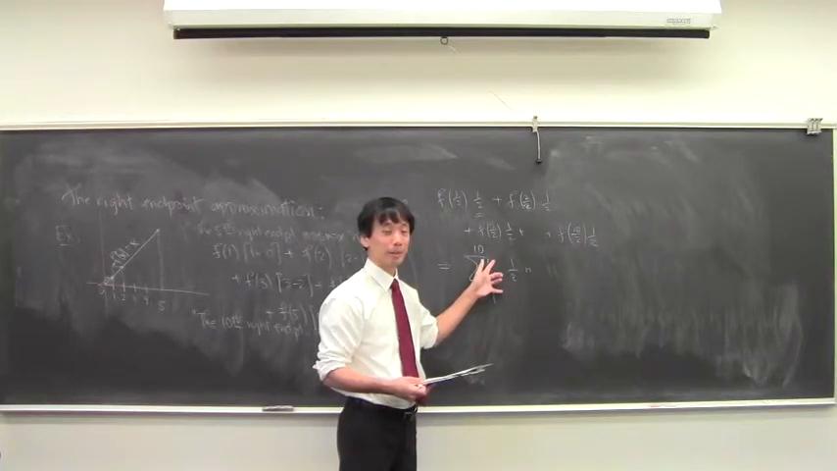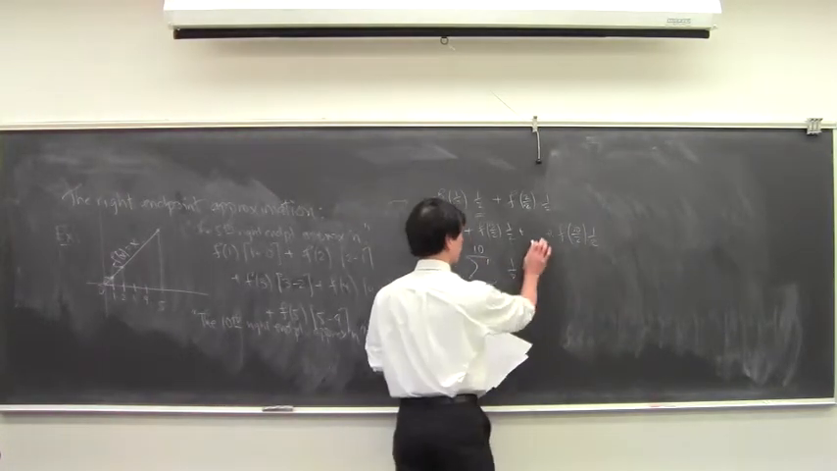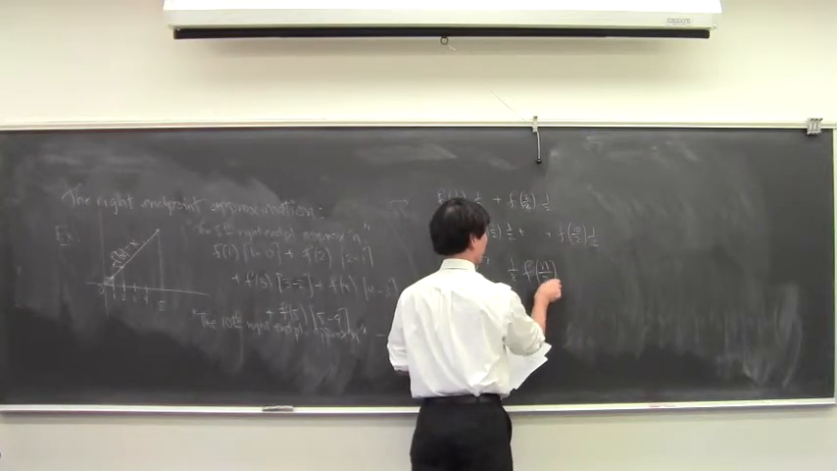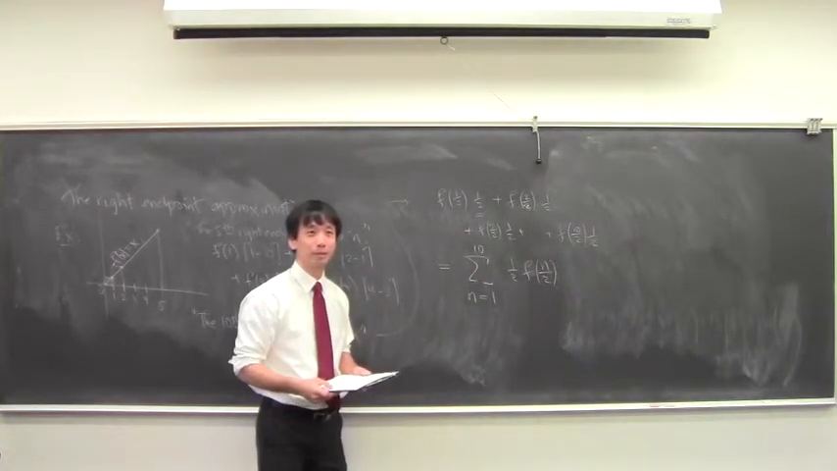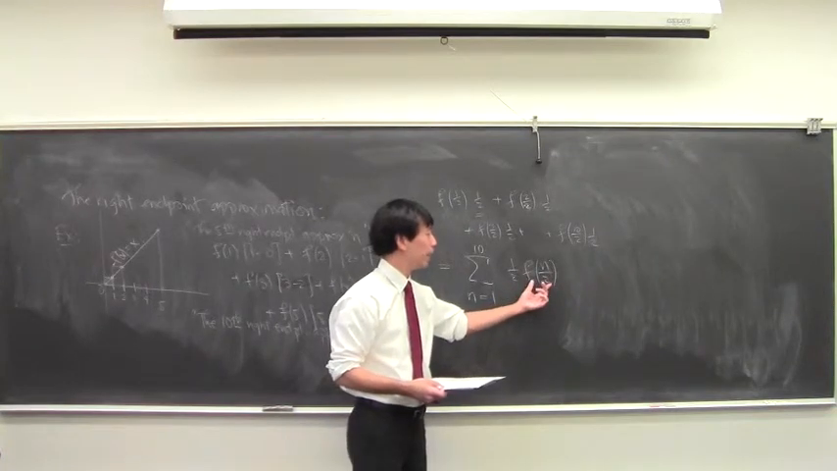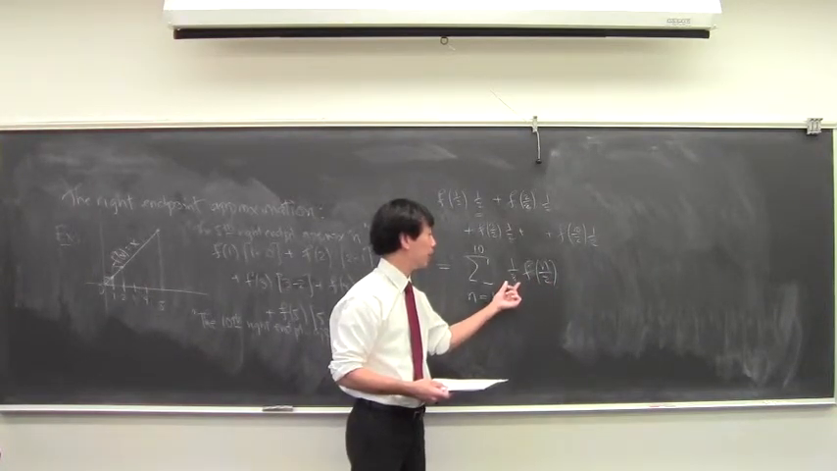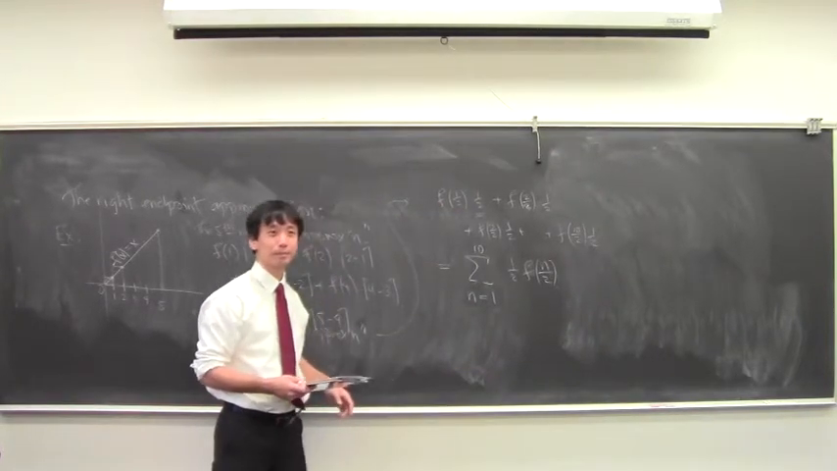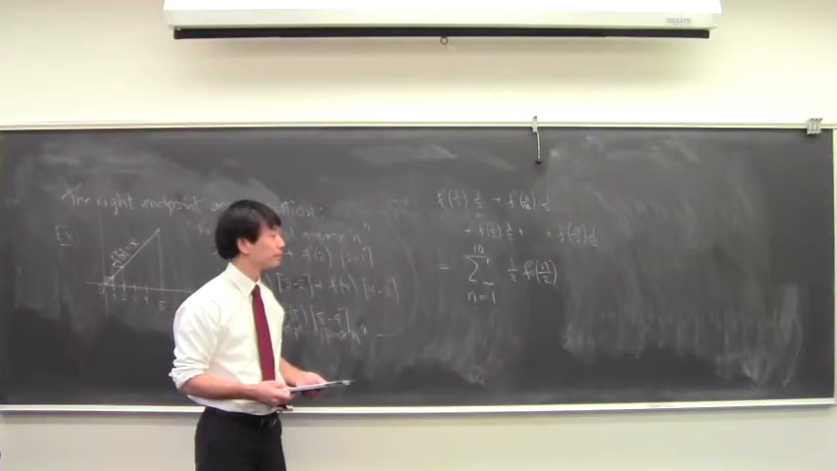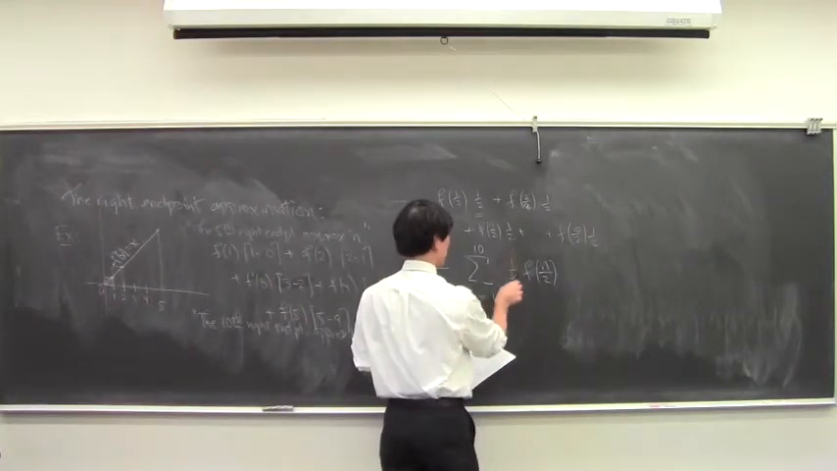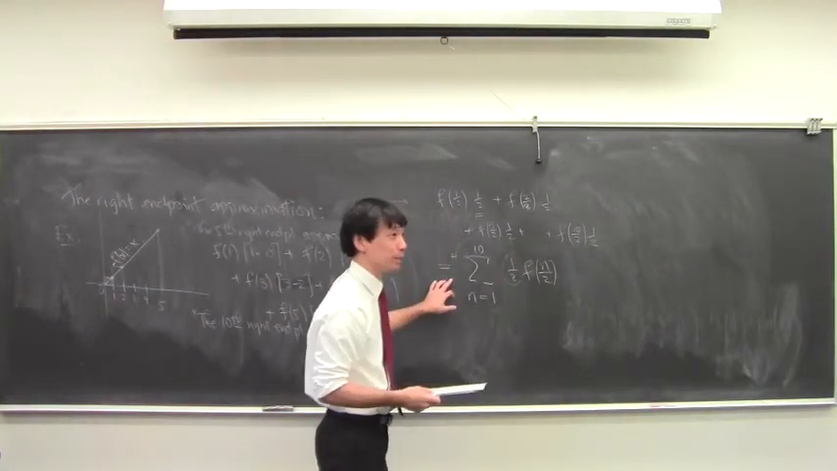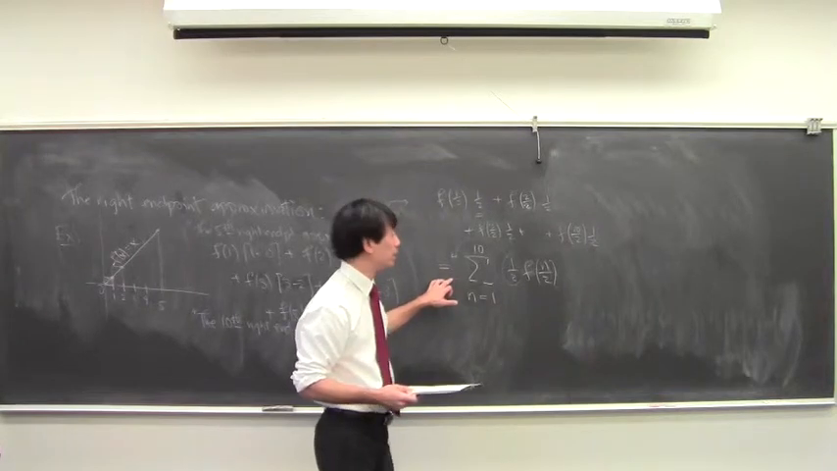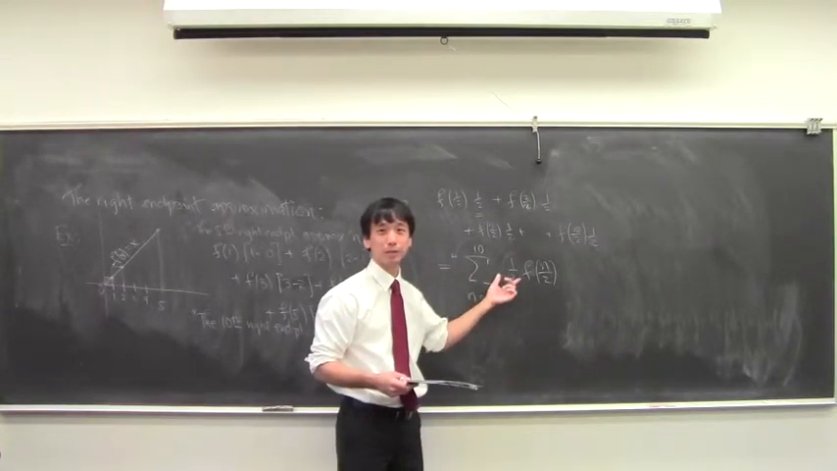Julia? It would be 1/2 times f of n over 2. N over 2, yeah, great. The sum of f of n over 2 times 1/2 as n goes from 1 to 10. That's exactly what you have here. Okay, Isaac? Could you rewrite that as 1/2 sigma n from 1 to 10 of f of n over 2? So just move this out. Yeah, that would also be fine, because as we said before, you can pull out the constants.